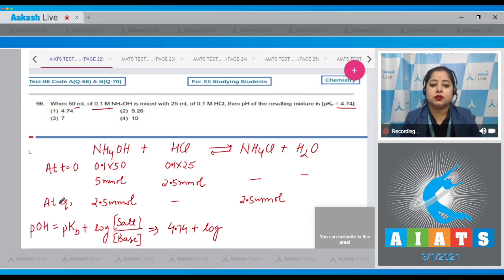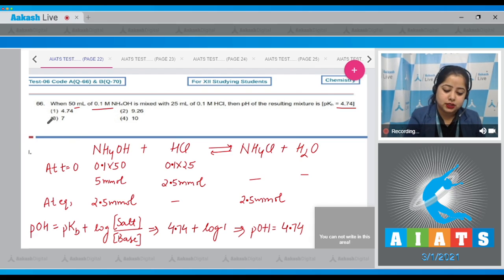That means the concentration of ammonium chloride, that is the concentration of salt, is equal to the concentration of base, which is ammonium hydroxide. So it will be log 1, which is equal to 0. That means pOH is equal to pKb, which is equal to 4.74. So the correct answer is option number 1. Here I'm writing the answer is option number 1.